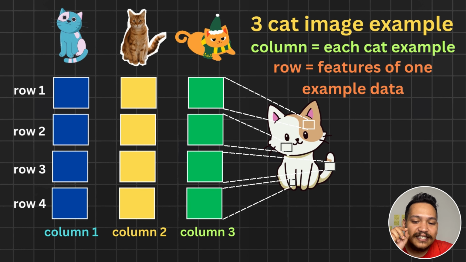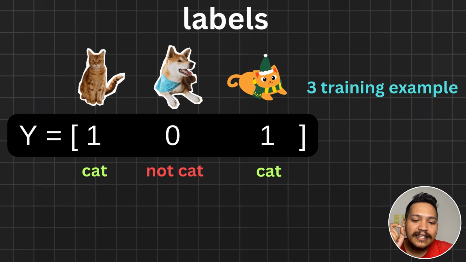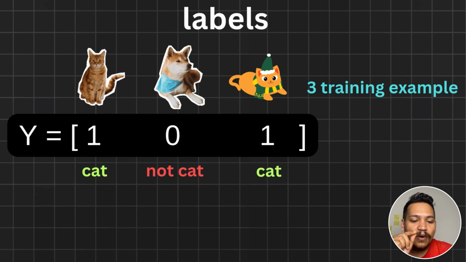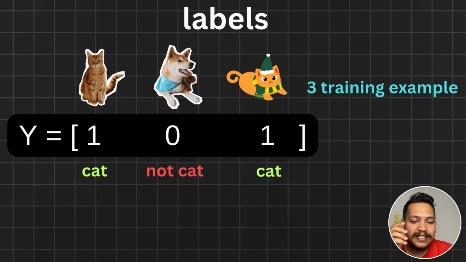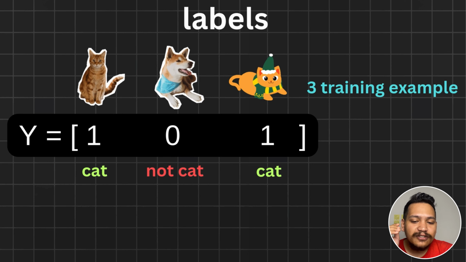These feature vectors become one column in our X matrix. Similarly, the labels are stored in a vector Y. Each element in Y corresponds to the label of the respective training example in X. For example, if you have 3 training examples, Y might look like this: 1, 0, 1, which means that the first and the third images, with output 1, are cats, and the second, with 0, is not a cat.